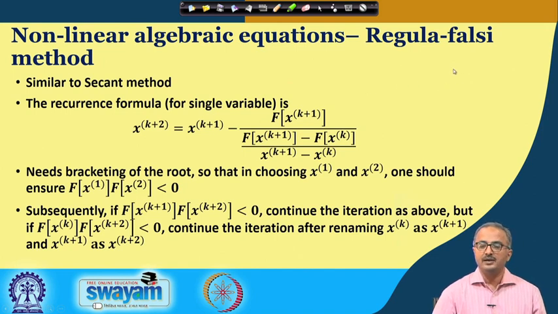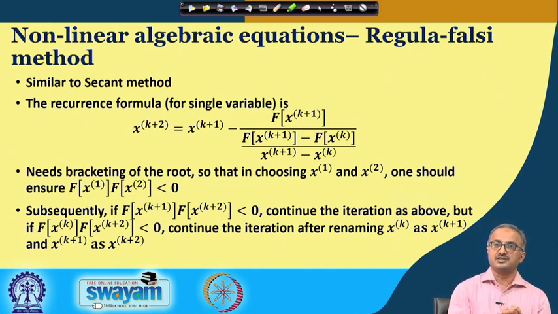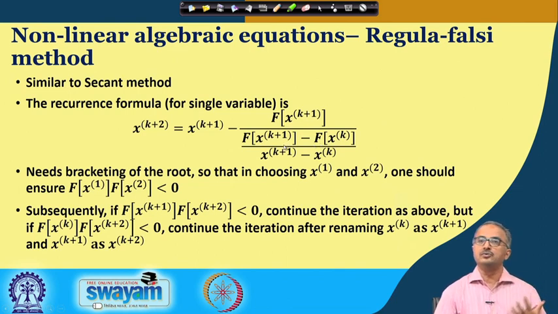Next we go to the regula falsi method, that is also sometimes called the method of false position. It is similar to the secant method. The only difference is that in this case the first 2 guesses have to bracket the root. So this is similar to the bisection search. Again we are starting with 2 values, but these 2 values will be bracketing the root. So if we have some idea of the root, then this method should be used.